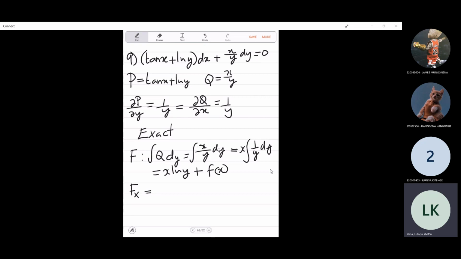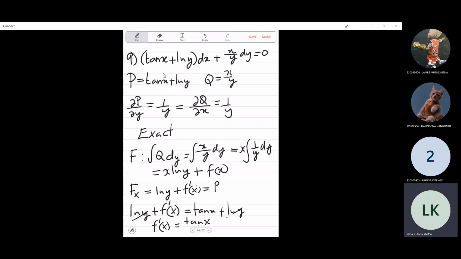Then we differentiate with respect to x, and we get ln of y plus f prime of x, and then we have to equate this to P, which is this one here. So we have ln of y plus f prime of x is equal to tan x plus ln of y. Those two cancel. We have f prime of x is equal to tan of x.